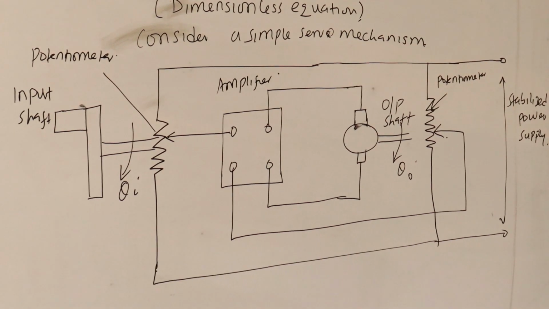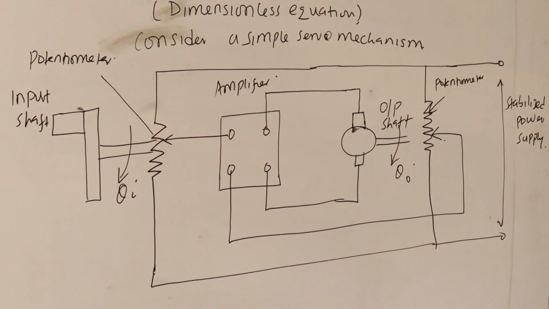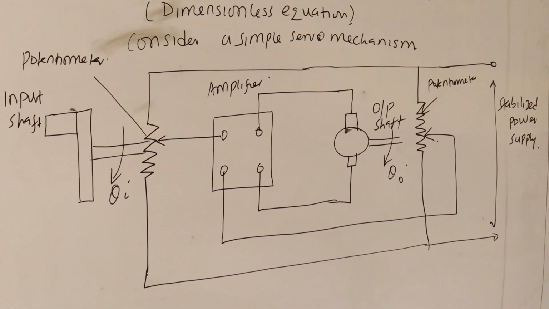The resulting torque achieved as a result of the difference between the output shaft and the input shaft will be developed by the motor, and this will rotate the shaft in a manner to reduce the deviation between theta i and theta out. So that is what is going to happen, and that difference will either bring the output shaft to the same position as the input shaft or cause the output shaft to follow the input shaft.